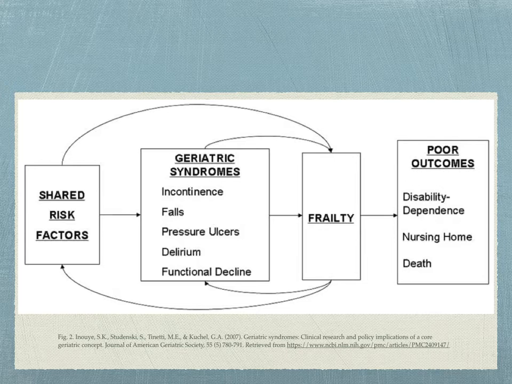According to Inouye, Studenski, Tinetti, and Kuchel in the article Geriatric Syndromes: Clinical, Research, and Policy Implications of a Core Geriatric Concept, there are shared risk factors among the geriatric population that tend to lead to these geriatric syndromes. Having these syndromes can then lead to frailty, which only worsens their condition and potentially can lead to more occurrences of these geriatric syndromes. The conglomeration of all of these risks and increasing syndromes then causes poor outcomes for the patient, which can lead to significant dependence or disability, a need for a long-term care facility, and potentially even death.